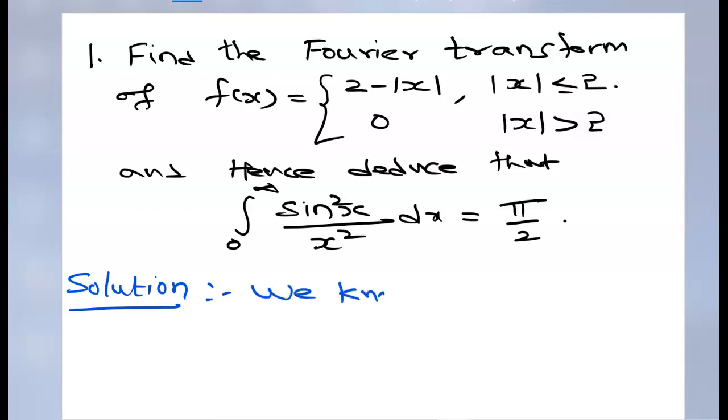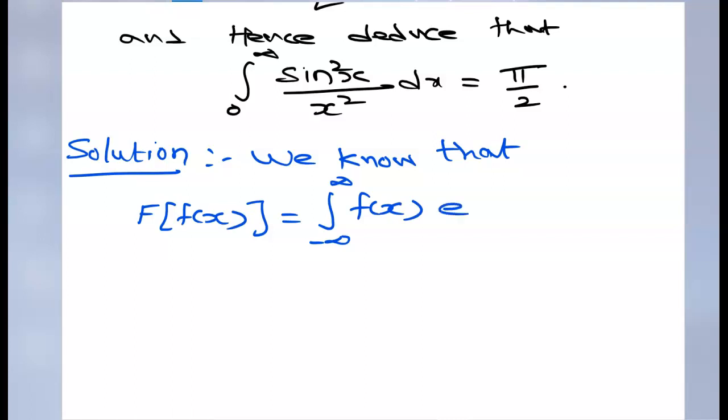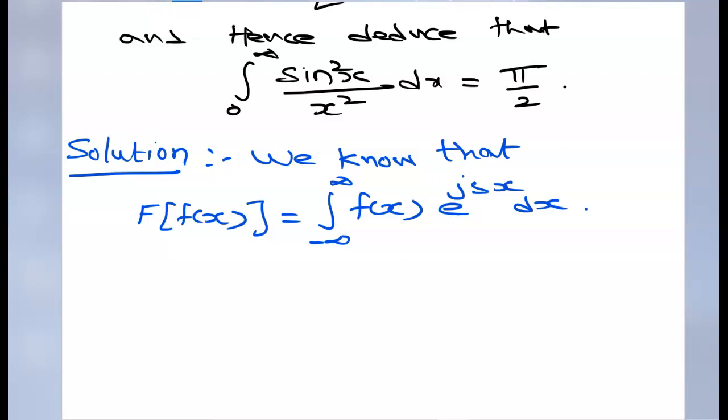What do we know here is, the Fourier transform of f of x is equal to the integral from minus infinity to plus infinity of f of x e power j s x dx. This is what we have, the Fourier transform of f of x. If you notice, there is a presence of f of x, so I need to substitute this value of f of x.